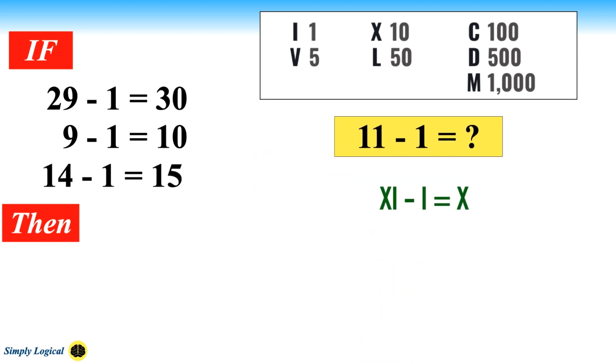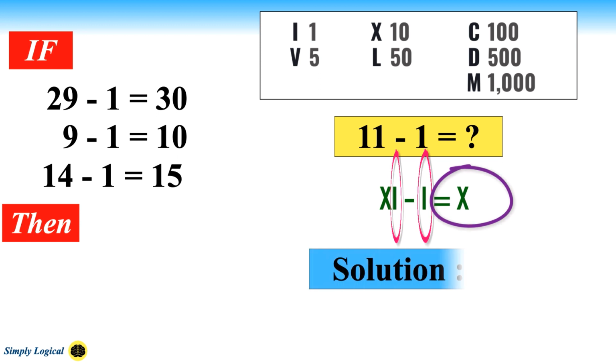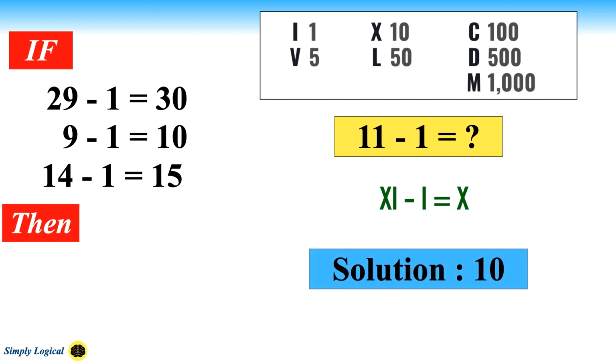Roman equivalent of 11 is XI. Now remove I from the numeral, which results in X. Thus the solution for this puzzle is X, and its equivalent decimal representation is 10. Thus the answer to this puzzle is 10. If you have the knowledge how to represent the numbers in Roman numerals, then solving this puzzle is very simple.